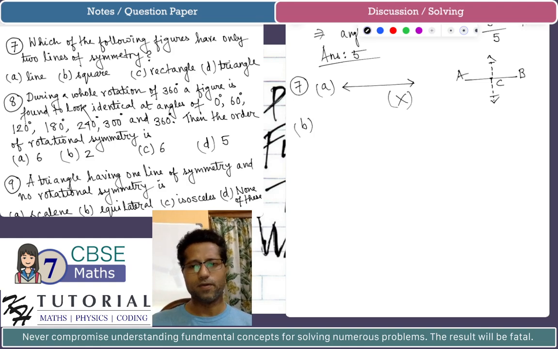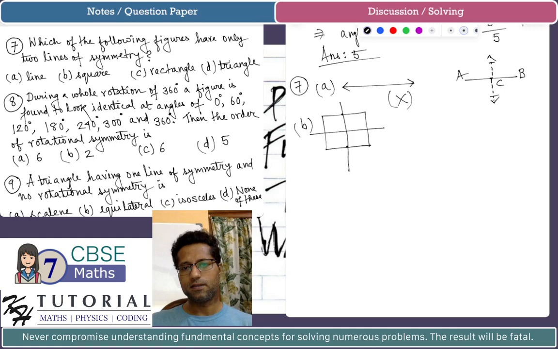Okay, B, square. Now square, you must know how many lines of symmetry it has. Obviously the lines joining the midpoints of the two opposite sides are lines of symmetry, but also know that the two diagonals are also lines of symmetry for a square. So a square has 1, 2, 3, 4 lines of symmetry. 4 lines of symmetry. So this is also not a choice.